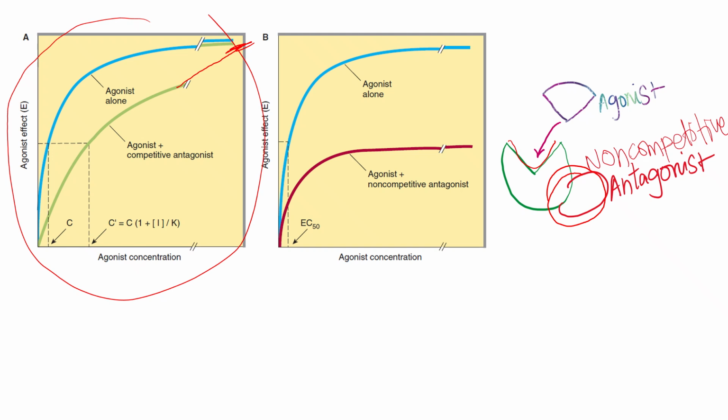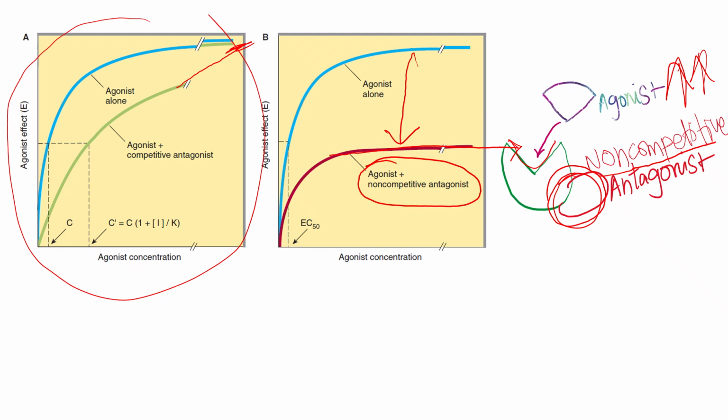There is no competition. That's non-competition. So that is why, whatever you increase the agonist dose or concentration, you cannot remove this antagonist from the binding. That is why your maximum efficacy cannot be achieved, whatever agonist concentration you're increasing. So this will go like this. This curve is the agonist plus non-competitive antagonist.